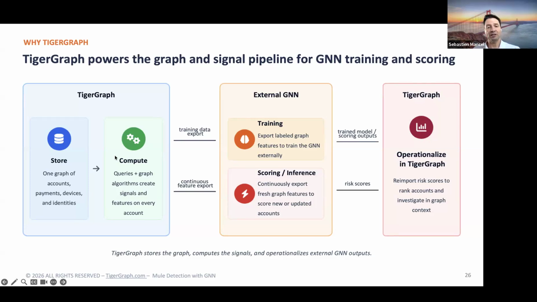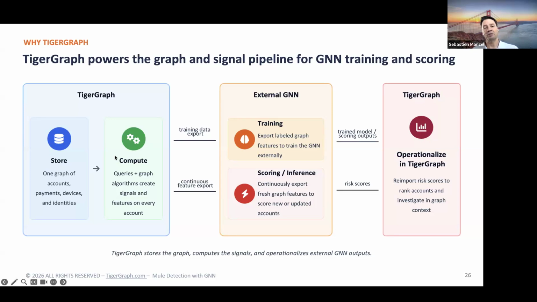What the GNN does is, first, it trains on the labeled graph features. These include known fraud examples, known good account examples, and those graph-derived signals. The GNN then uses the data to learn what mule behavior looks like across the network.